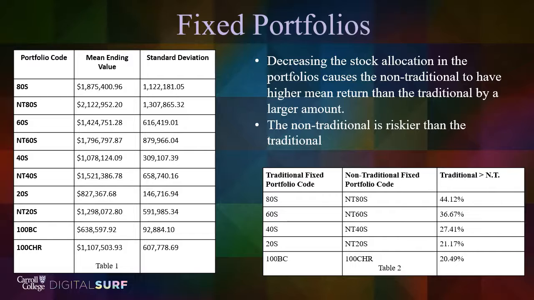From Table 1, we can see that the mean ending value is greater for the non-traditional portfolios than the traditional portfolios. But the standard deviation is also higher, which means that the non-traditional portfolios are riskier than the traditional portfolios. In Table 2, we can see what percentage of the time the traditional portfolio will produce a higher mean ending value than the non-traditional portfolio. From this, we can see that as we decrease the allocation of stocks, the non-traditional portfolios will produce a greater return than the traditional more and more.